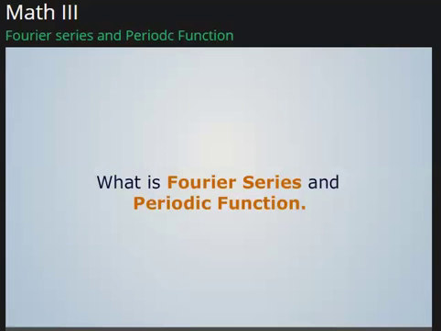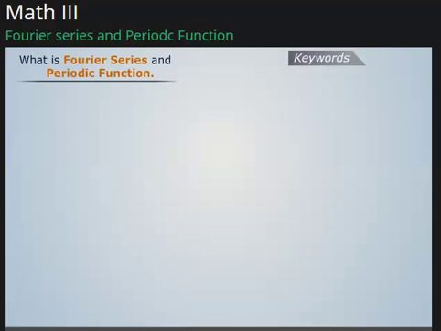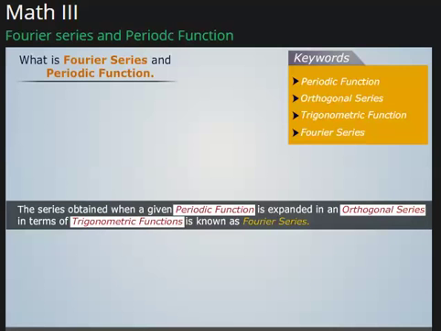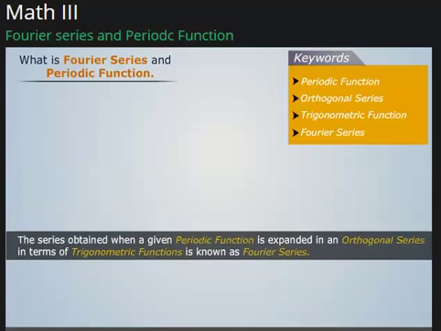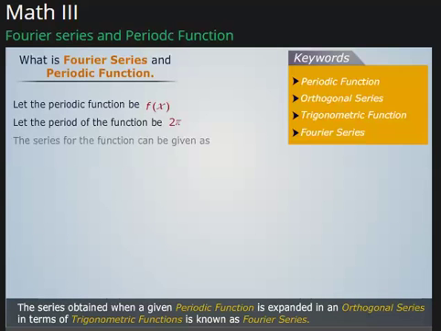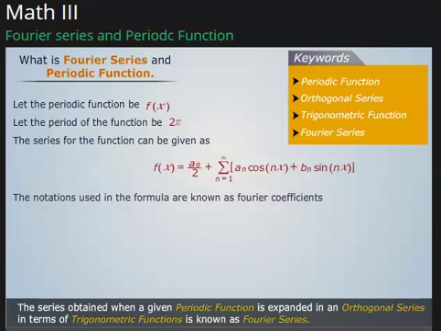What is Fourier series and periodic function? The series obtained when a given periodic function is expanded in an orthogonal series in terms of trigonometric functions is known as Fourier series. Let the periodic function be, let the period of the function be, the series for the function can be given as, the notations used in the formula are known as Fourier coefficients.